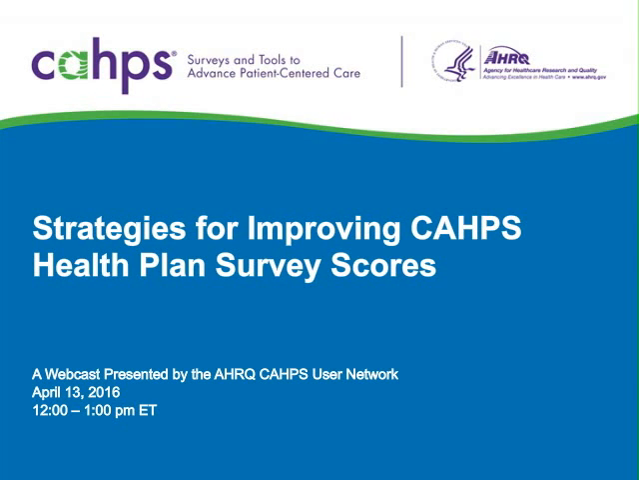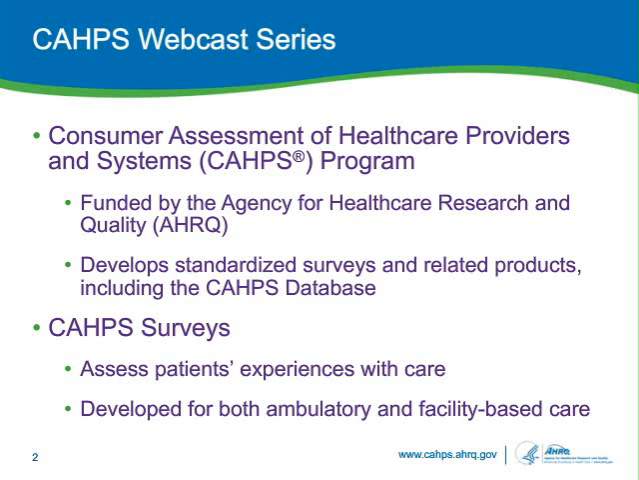The topic for our webinar today is Strategies for Improving CAHPS Health Plan Survey Scores. This is part of the CAHPS Webcast series, and CAHPS, the acronym, stands for Consumer Assessment of Healthcare Providers and Systems Program. This is an initiative that has been funded by the Agency for Healthcare Research and Quality since 1995. We celebrated our 20th anniversary last fall.